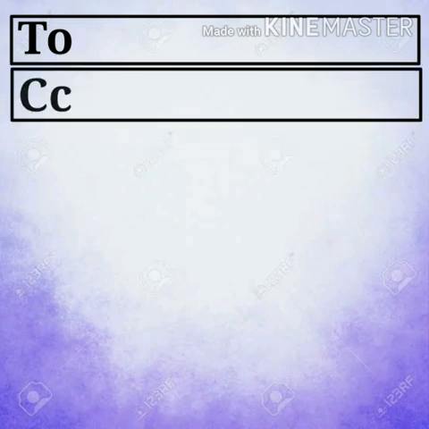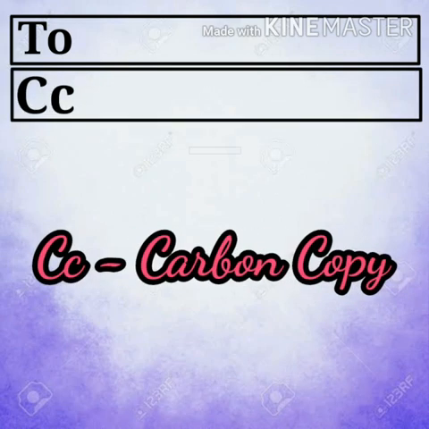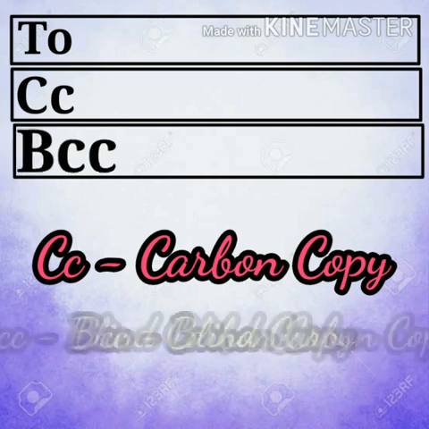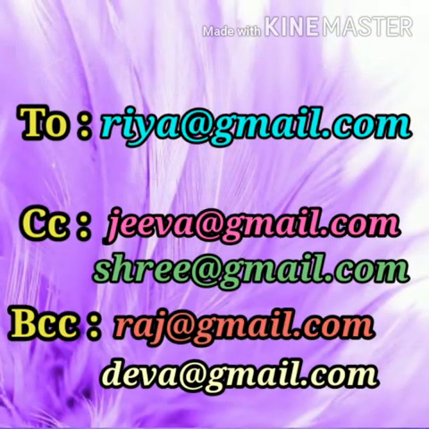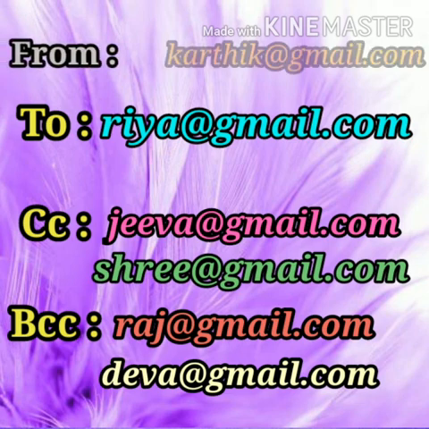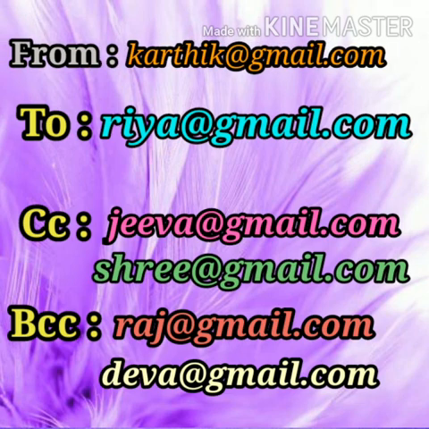Next to this, CC, which means carbon copy, and after this, BCC, blind carbon copy. We can send the mail to a group of members by using these two options. See these mail IDs. In To, ria@gmail.com; in CC, jiva@gmail.com and sri@gmail.com; in BCC, raj@gmail.com and deva@gmail.com. These are the 5 persons who received a message from Karthik, just for example. Okay, what is the usage of To, CC and BCC here?